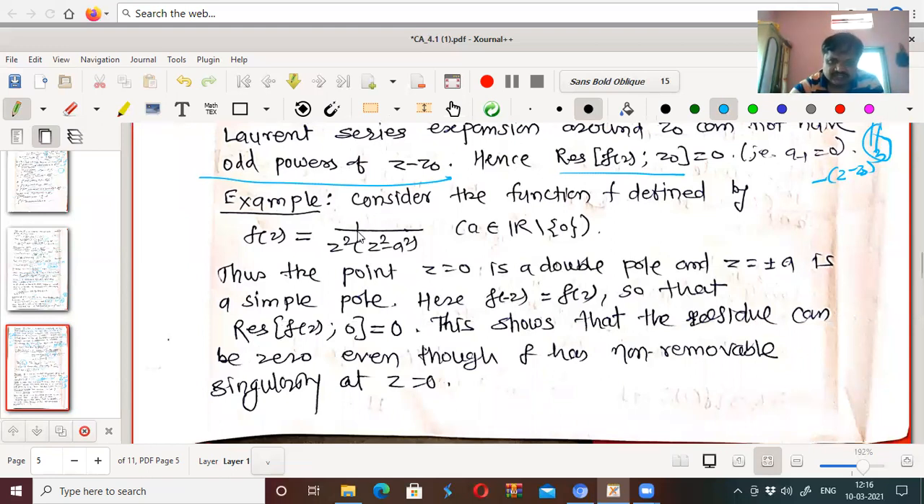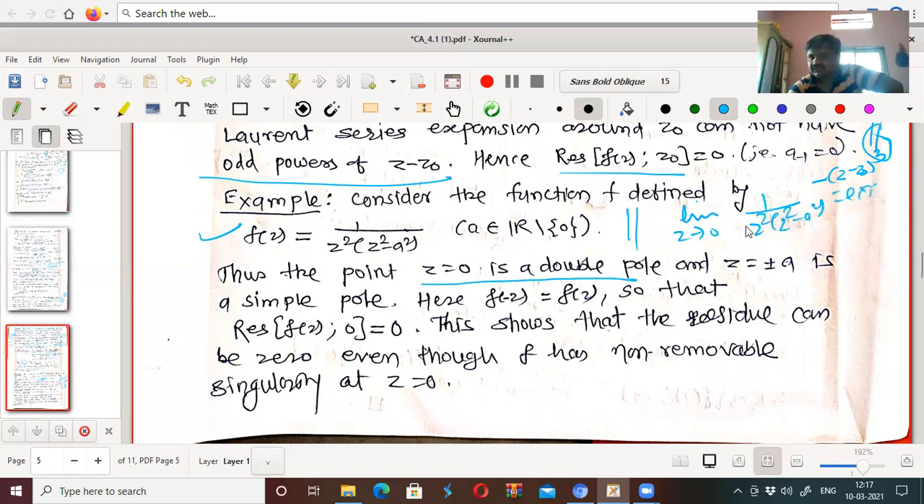Now we'll take one example of this also. Consider the function f defined by f of z is equal to 1 upon z square into (z square minus a square). Now here z equal to 0 is one singularity and z equal to a is also a singularity. The point z equal to 0 is a double pole because 1 by z square is there. Can we say that limit as z tends to 0 of 1 by z square into (z square minus a square) exists? No, it doesn't exist.